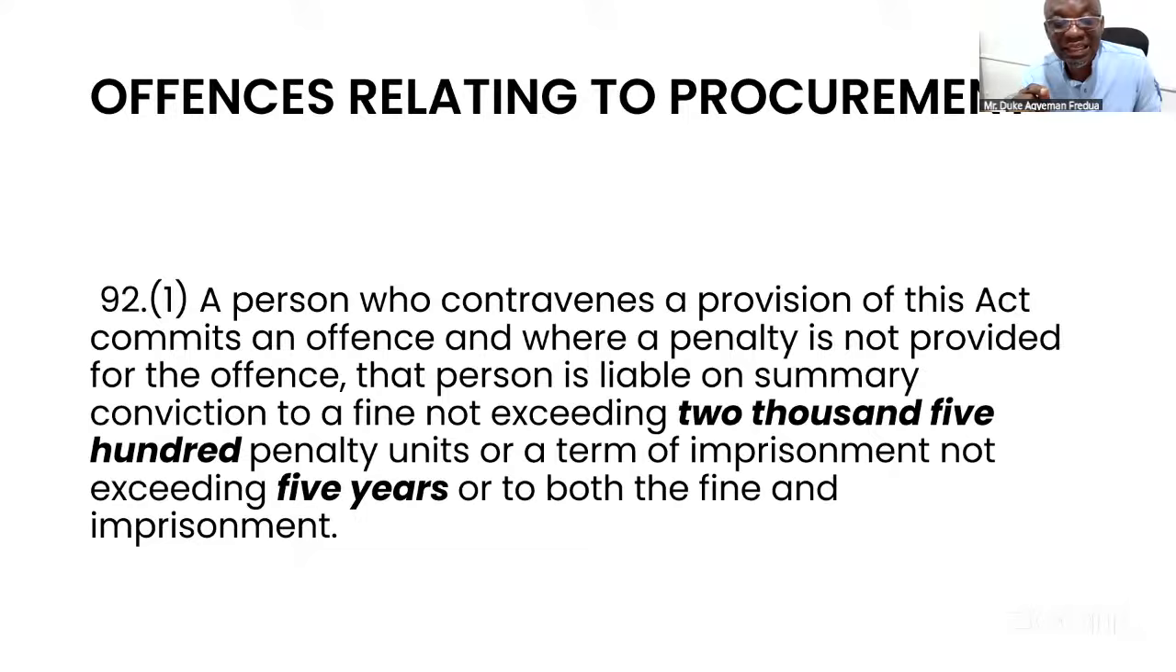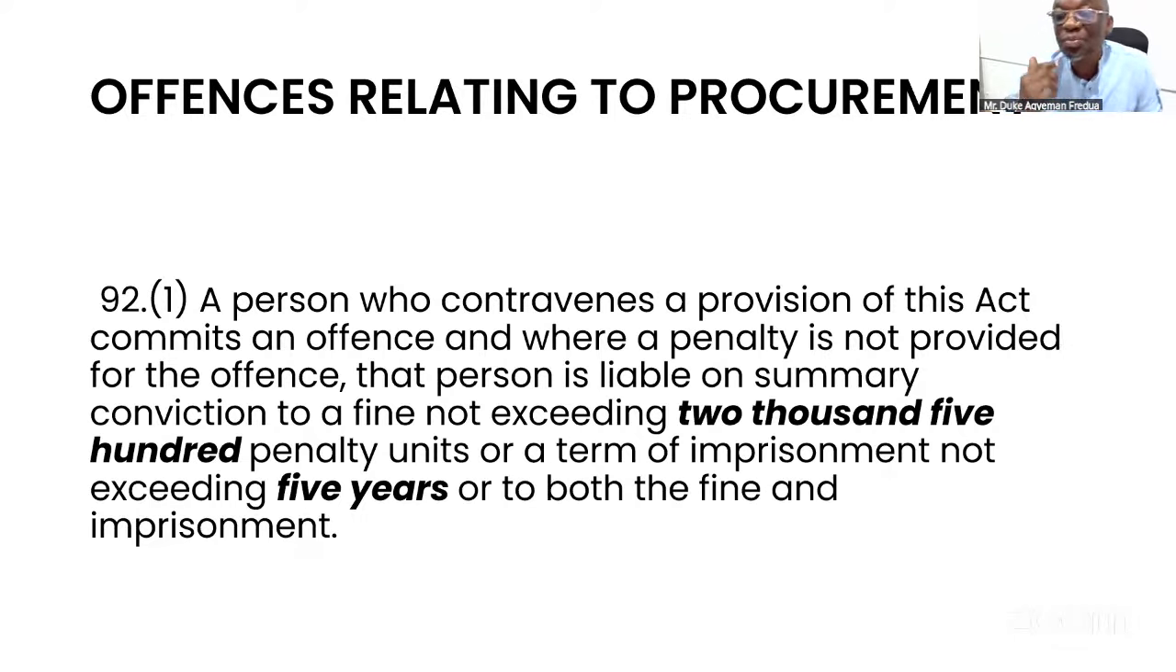public procurement is about compliance. Public procurement is about documentation. And public procurement is about being careful about infractions, because it can lead you to prison. Somebody will say, what is 2,500 penalty units? You see, the last time I checked, it was 12 cedis. One penalty unit is 12 cedis.